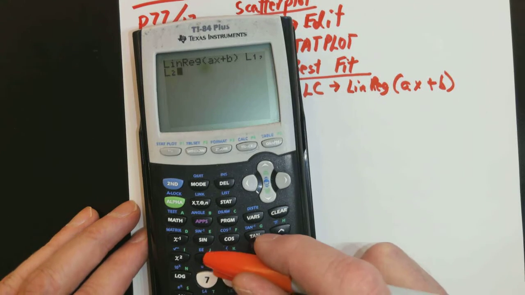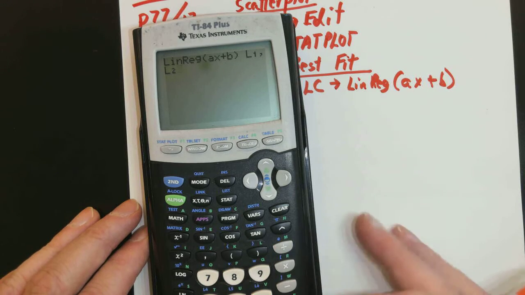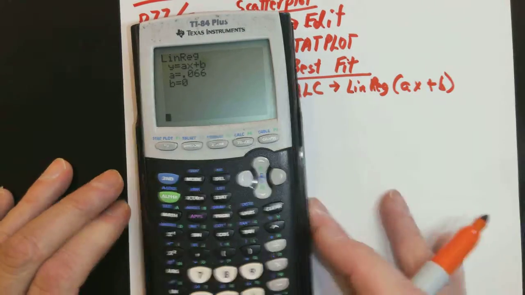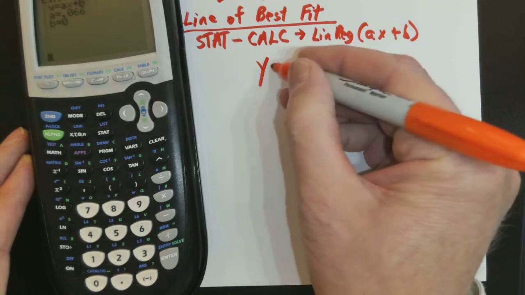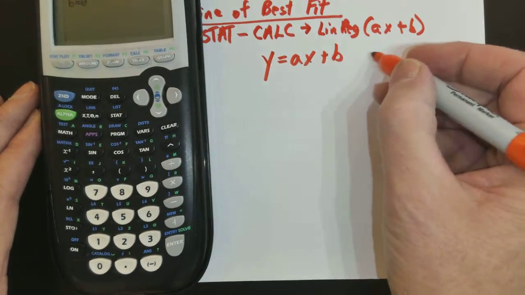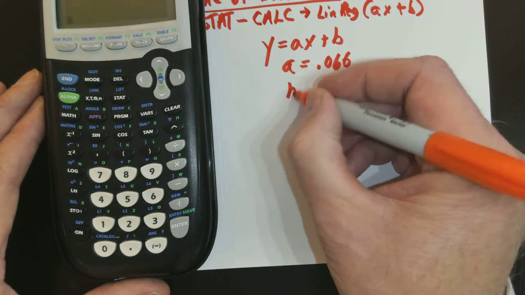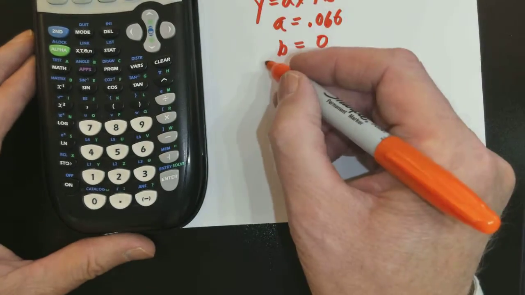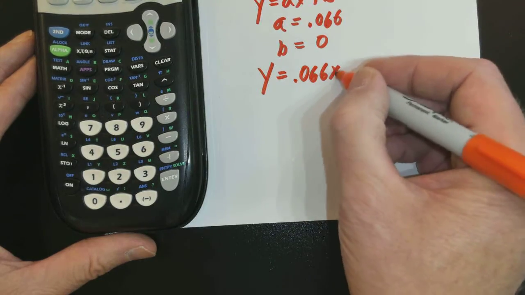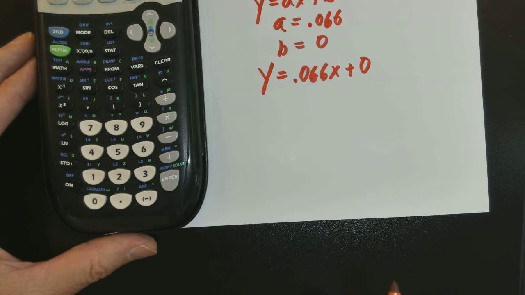Is everybody good there? Okay. Comma is right above the 7. Okay? And then hit enter. And you'll look at this. It says y equals ax plus b, right? It gives us a value for a, 0.066. Gives us a value for b, is 0. So our equation is y equals 0.066x plus 0, ax plus b. You with me there?